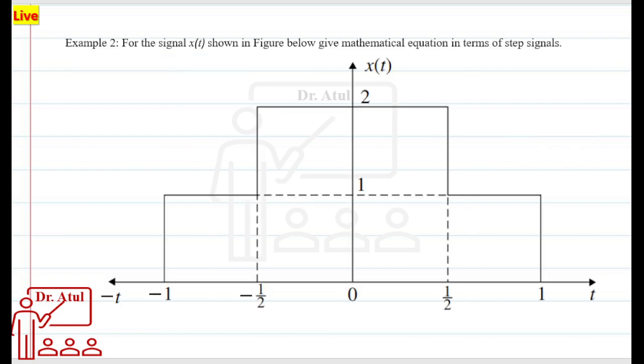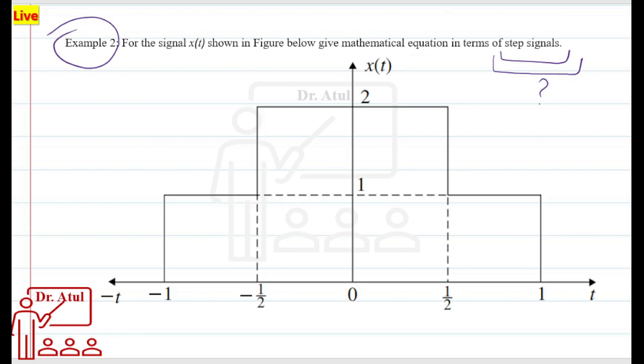Now next question, example number 2. For the signal given below, give mathematical equations in terms of step signal. Again you have to write this x(t) by using step signals. The previous one you have understood. Therefore, pause this video here and write the equation for this. You try to write the equation for this problem.